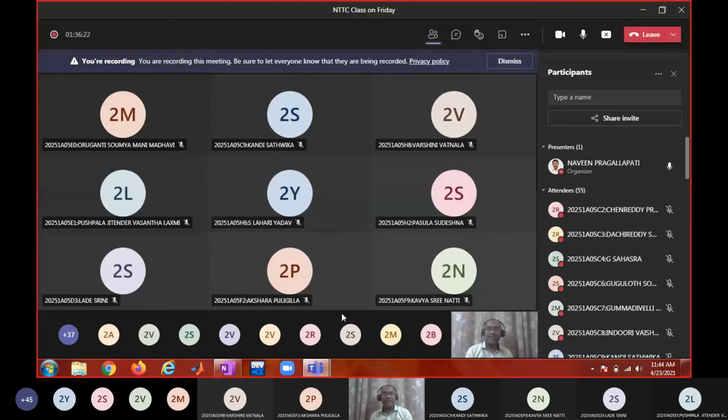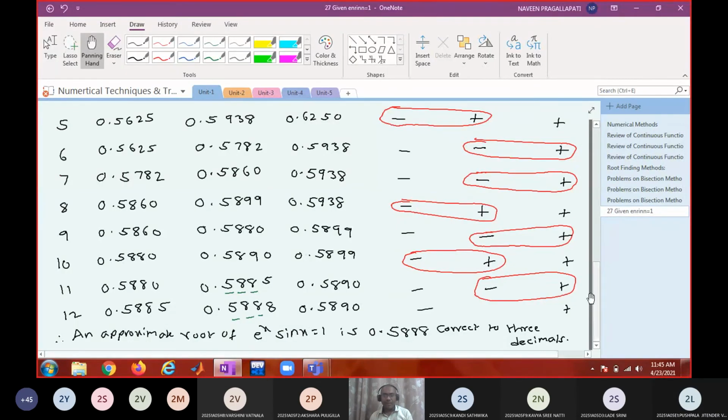In bisection method, if the number of decimals is not asked, by default you give the answer corrected to 2 decimals only. If it is specified in the problem, then you do the calculations till that accuracy is reached. Is that fine? Yes, sir. Okay, so this is all about bisection method.